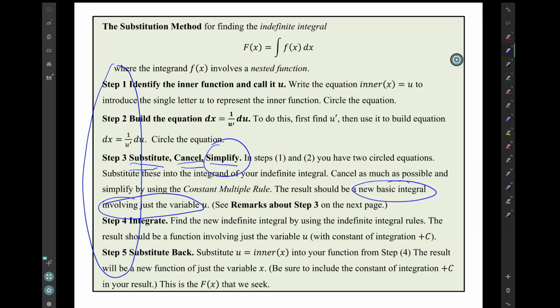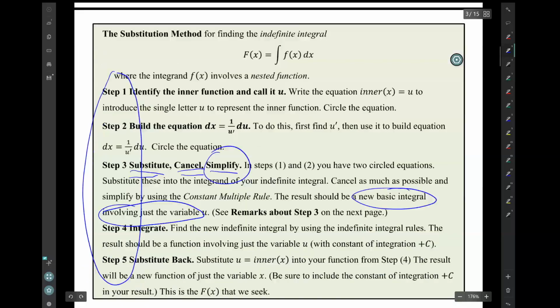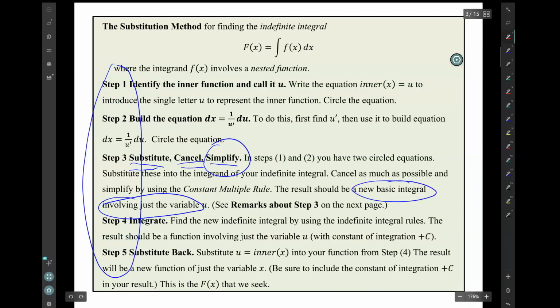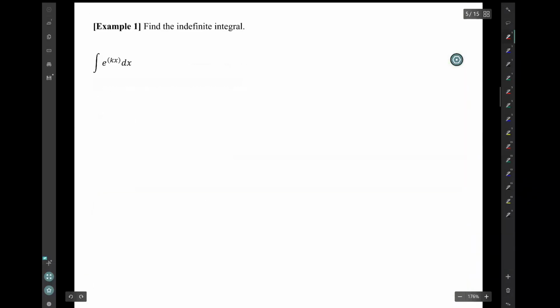Well, in the current video, which is titled Harder Substitution Integrals with a Leftover Multiplicative Constant, we're going to see that there is simplifying to be done. So the substitute, cancel, simplify step, that's step 3, will actually involve all three of those things: substituting, canceling, and simplifying. Well, let's just dive right into examples.